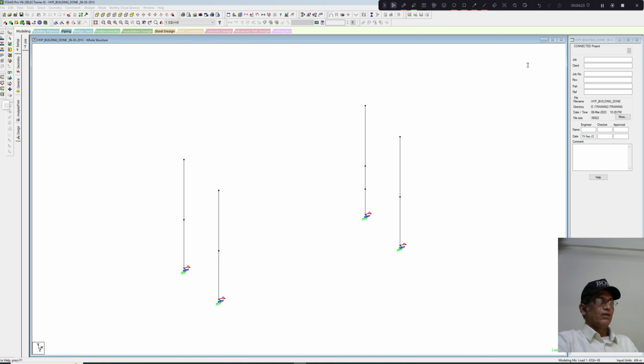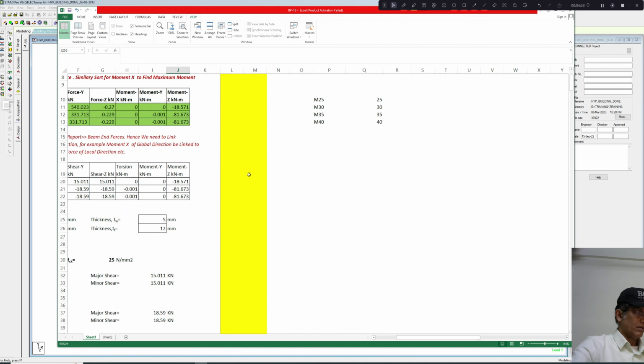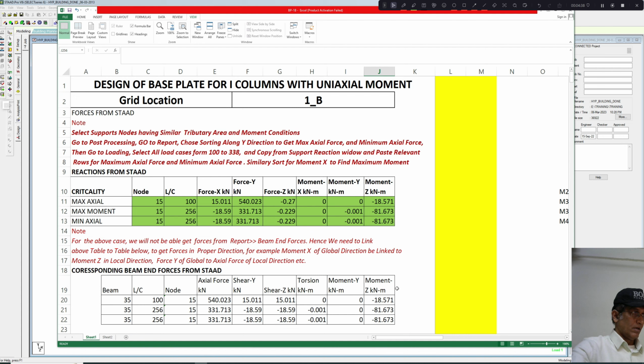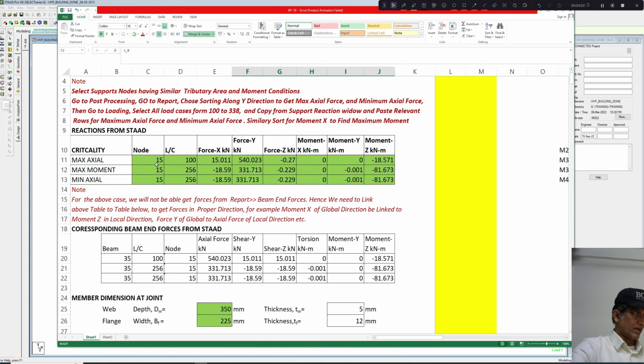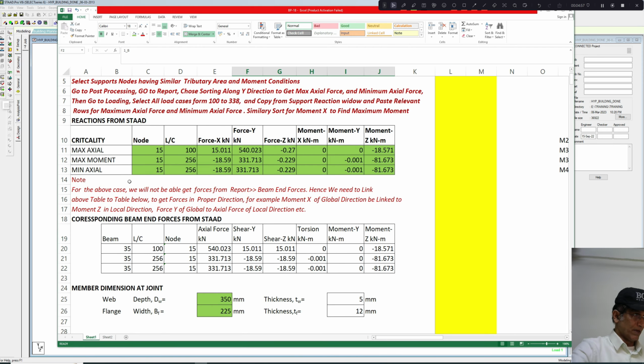So I am opening one such Excel sheet, a spreadsheet for base plate design. This is one such Excel sheet. If you see, I've given the grid location number, so we have to change this, which should be in green color. The green field should be changed. So these are the places where the maximum axial force is there, minimum axial forces. These are the cases where the base plate has to be designed.